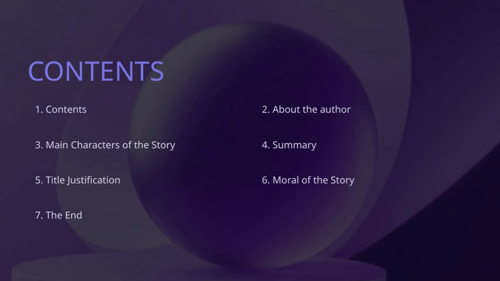Next, we'll look at the title justification, explaining why the story is titled the way it is and how it relates to the message. After that, we'll move on to the summary, tying everything together and highlighting the main takeaways. Then, we'll discuss the About the Author section, giving context to the storyteller behind the narrative. Following that, we'll share the moral of the story, which encapsulates the core lesson. And finally, we'll conclude with the end slide, signaling the completion of our presentation.